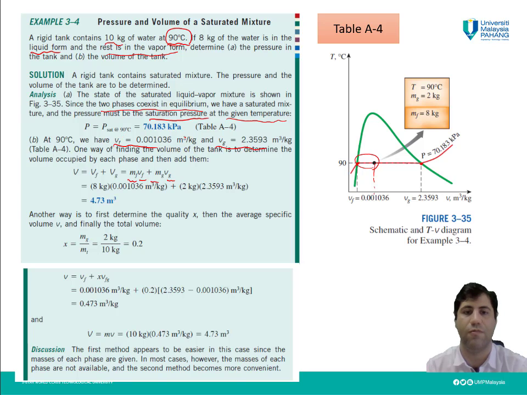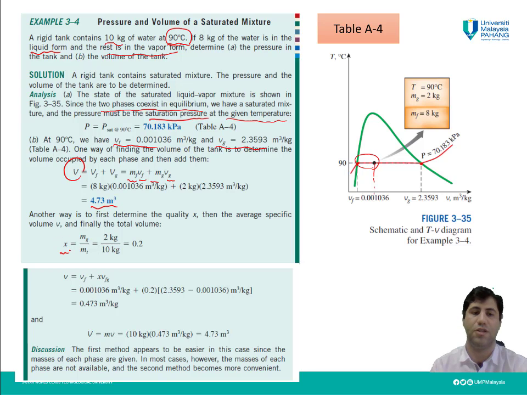We have Vf, we have Vg from the table. Mf and Mg are also given by the question instruction. Then finally, we can easily find V, the volume of the mixture here. This is one method. The other method is to use the quality, X.